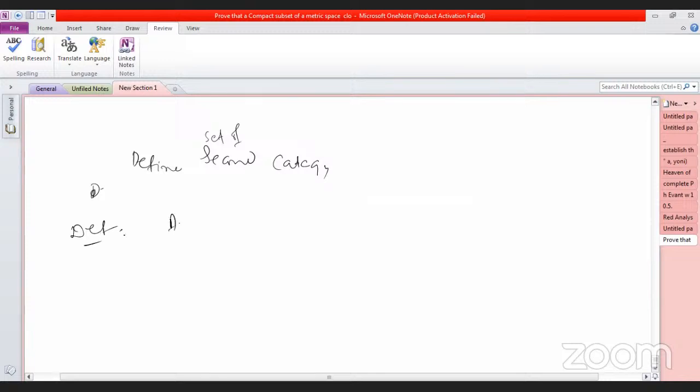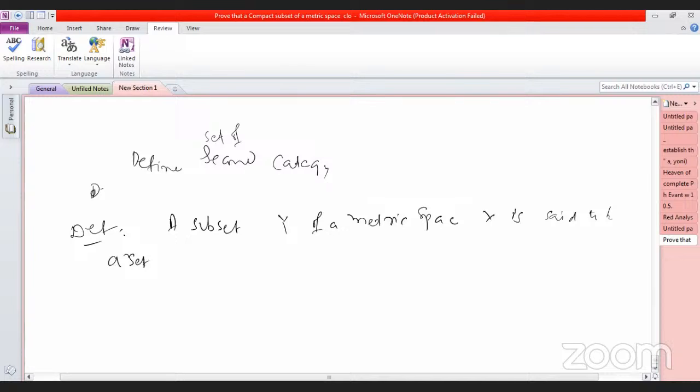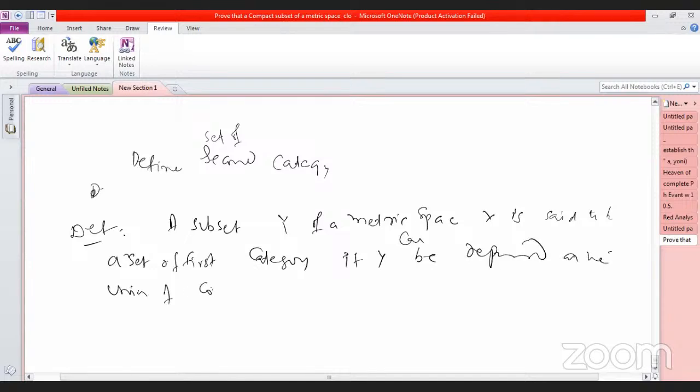Okay. A subset of a metric space X is said to be a set of first category if it can be represented as the union of a countable number of nowhere dense sets.